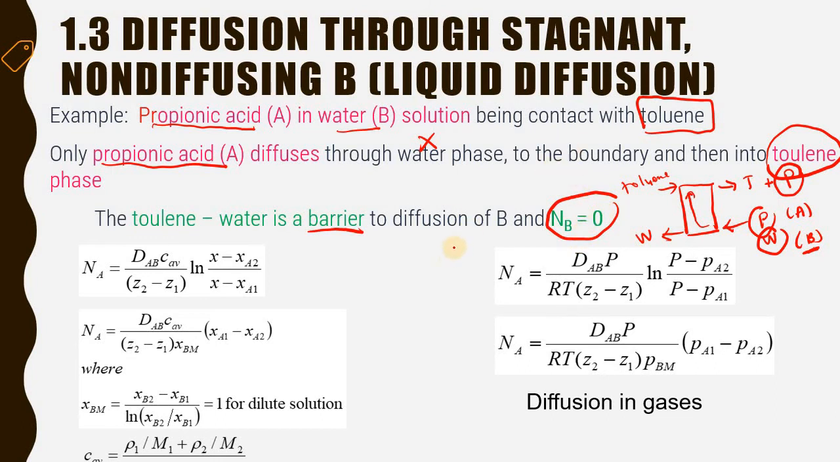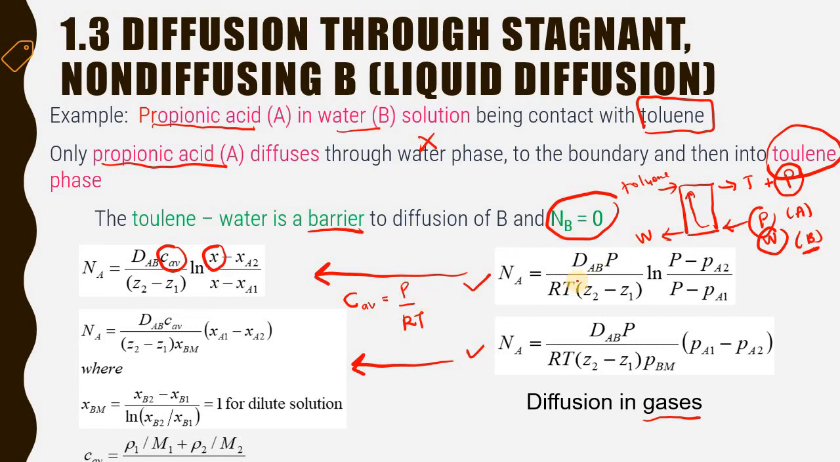So it is the same situation as the gas: diffusion through stagnant film, non-diffusing B in gas. If you can still remember, this is the formula for diffusion through stagnant film in gases. These two formulas, can you still remember? For diffusion through stagnant film in liquid, we only change the equation into molar fraction and concentration terms. For example, P over RT will be changed to C average, equal to P over RT. I think you can still remember this from the diffusion in gases.